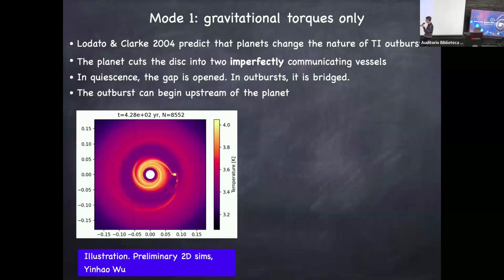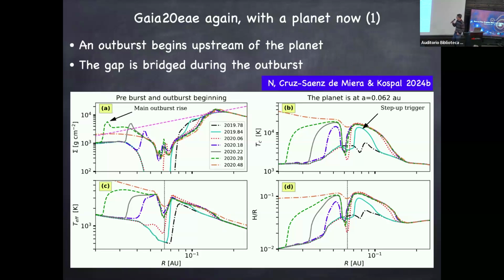Okay, and also what is possible, as shown by Lodato and Clarke, is that it's the outer disk where the outburst can start, rather than the inner disk. So then you have an outburst from outside in, and that is really important for outburst properties. So we tried to apply this to Gaia 20eae, and this is a busy plot with lots of panels. But if you just focus on this panel, which shows central temperature at different times, the times are there. So this is just a year or so in an outburst. But you see, the outburst actually starts twice, and then the ionization front propagates through the gap and then goes to the star.